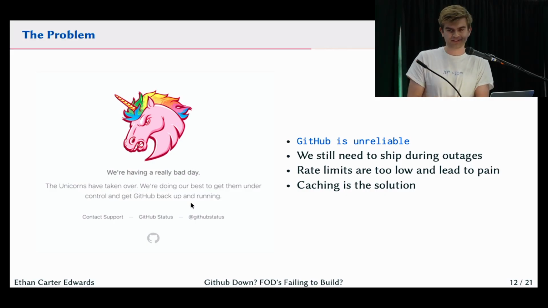And as we know from yesterday, in the past 3 months, in the past 6 months, and basically any time since agents, GitHub's very unreliable. And this is painful because we still need to ship during outages. Our teams need to be able to work. We need to be able to deploy things. But we just can't when GitHub's down.